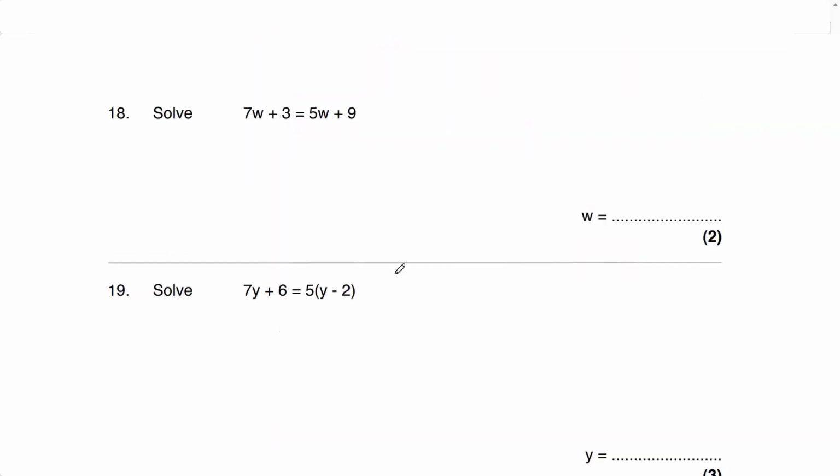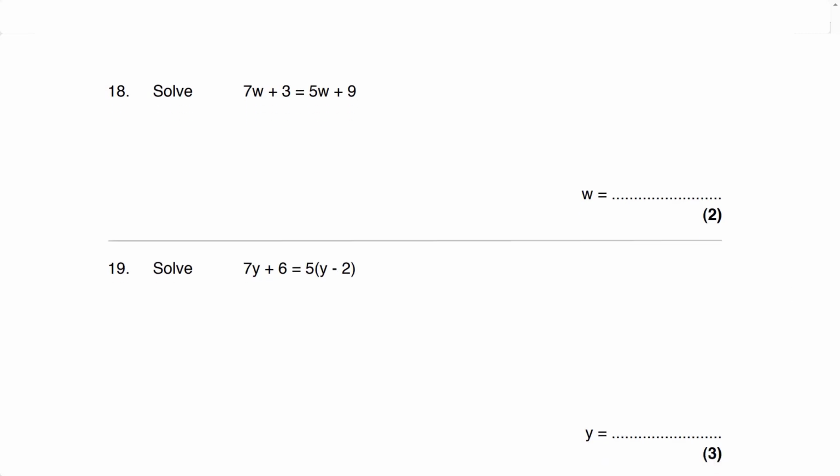And then number 18, we have unknown letters on both sides of the equation. Now, the way we solve this kind of question is where we have to take like terms on one side of the equation and also on the other. For this, I'm going to subtract 5w on both sides.